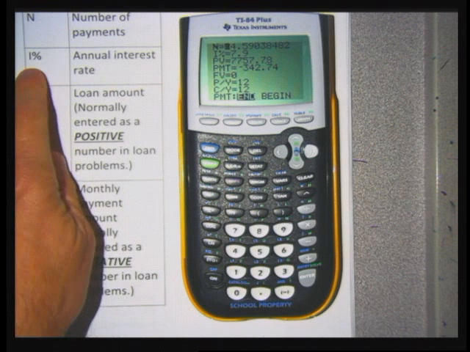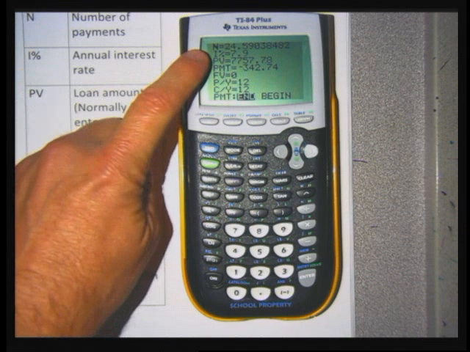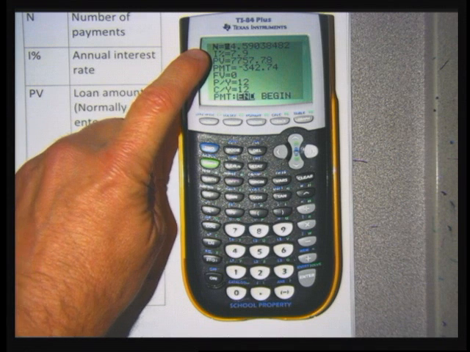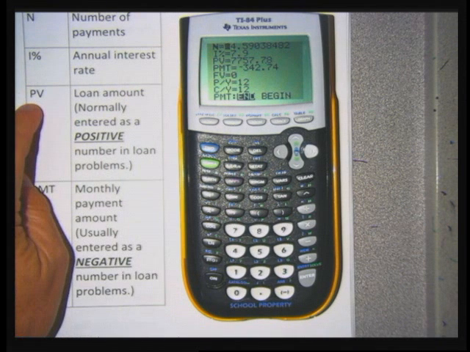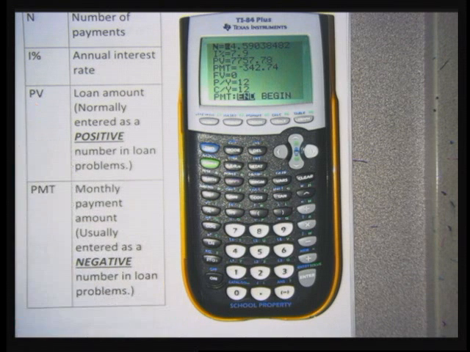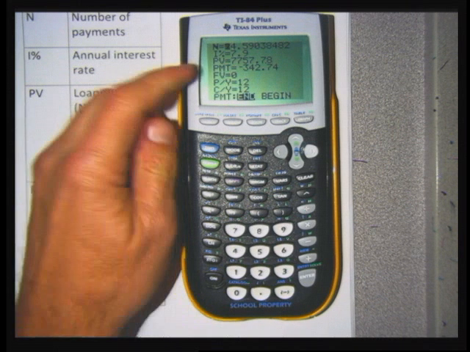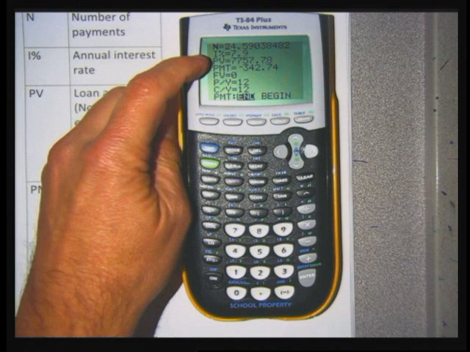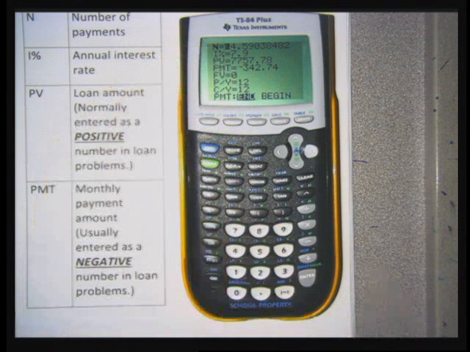The I is the interest rate. So if this was a car loan, the interest rate is 7.9%. The PV is the loan amount. And in loan problems, in fact, in all money problems that we're going to use our calculator to solve, the signs of the dollar amounts get to be important. In a loan problem, the PV is the amount that you owe, or the amount that you're borrowing for a vehicle or house, and the PV is generally entered as a positive amount.